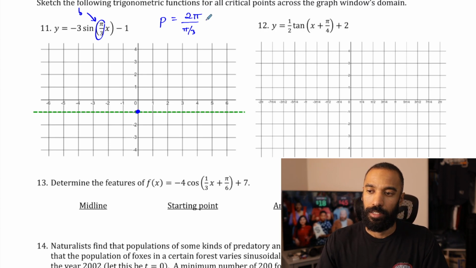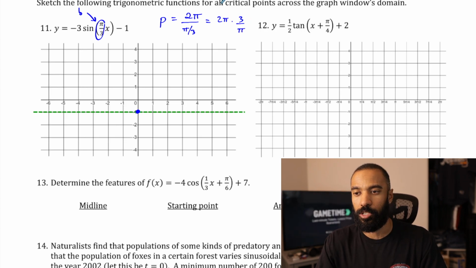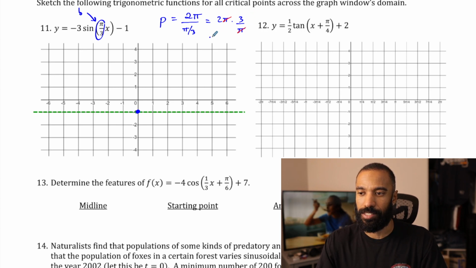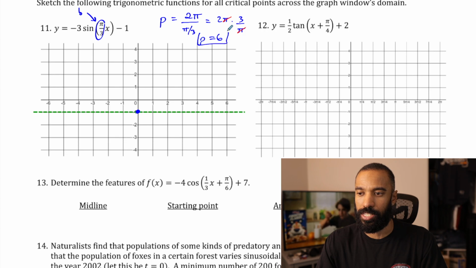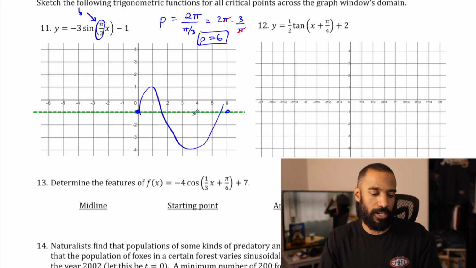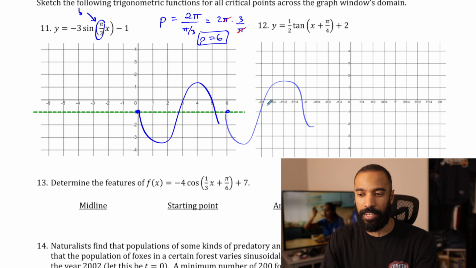2 pi divided by pi over 3 is the same as 2 pi times 3 over pi, multiplied by its reciprocal. Pi over pi is 1, 2 times 3 is 6. So your period is 6, which means it takes 6 units to get back to midline and cover this, or it should be upside down, and cover this right here, and then it repeats that again and such.